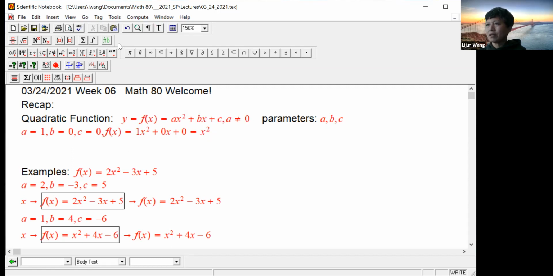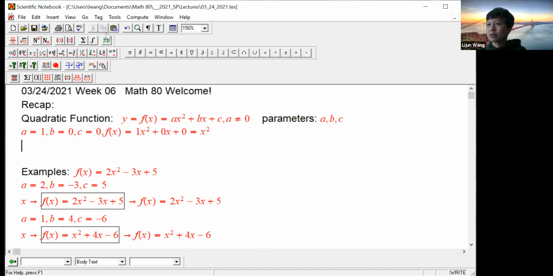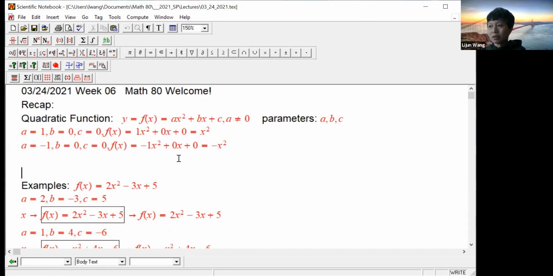Okay, so let's look at another example. This time I'm going to keep A equals -1, and B is 0, C is 0. So this time I'm going to get a negative x squared. And doesn't this look familiar? Didn't we graph x squared, negative x squared before? We did, right?